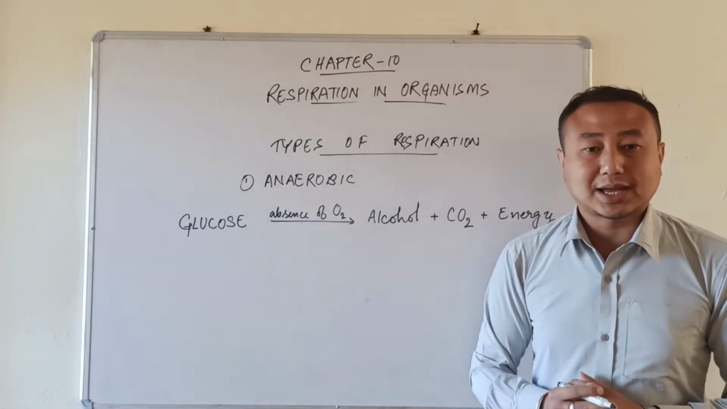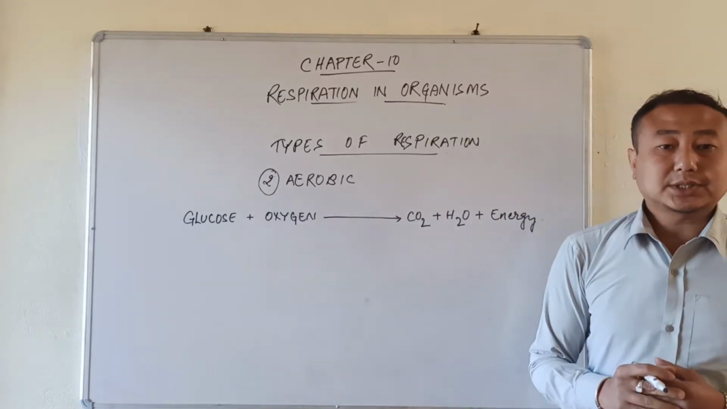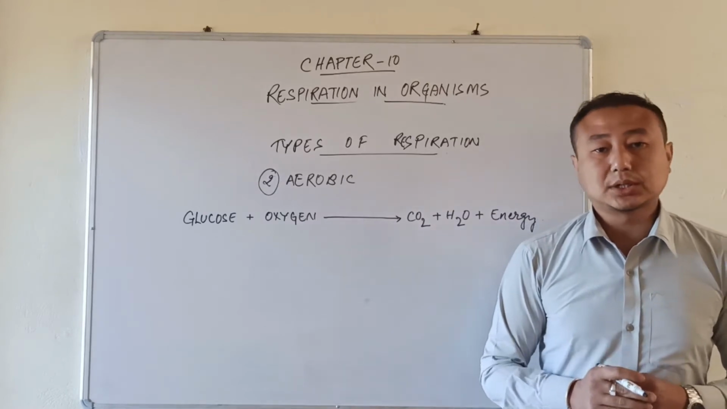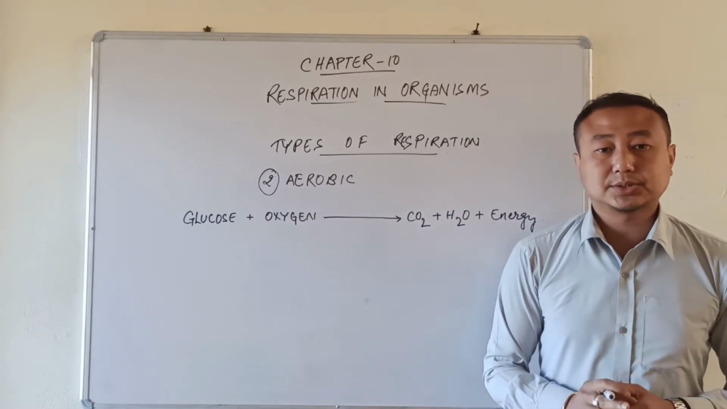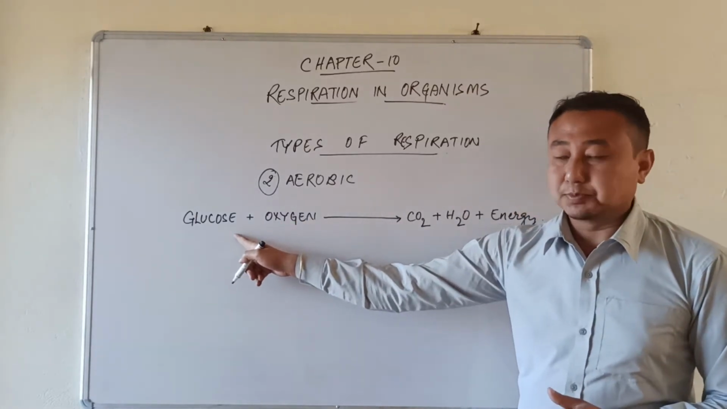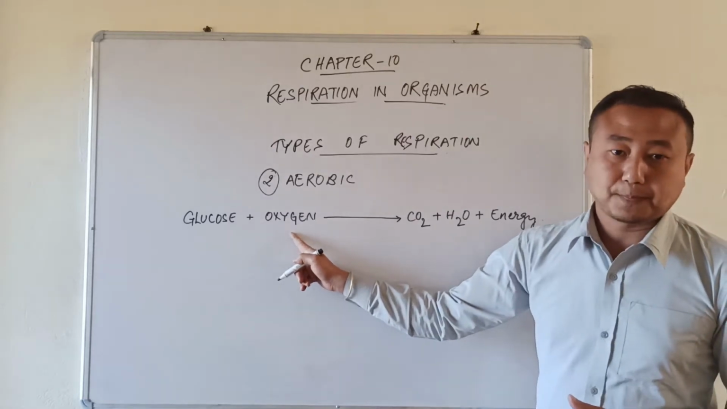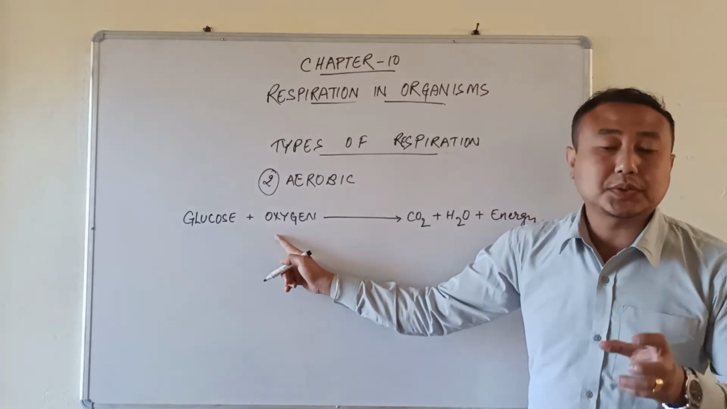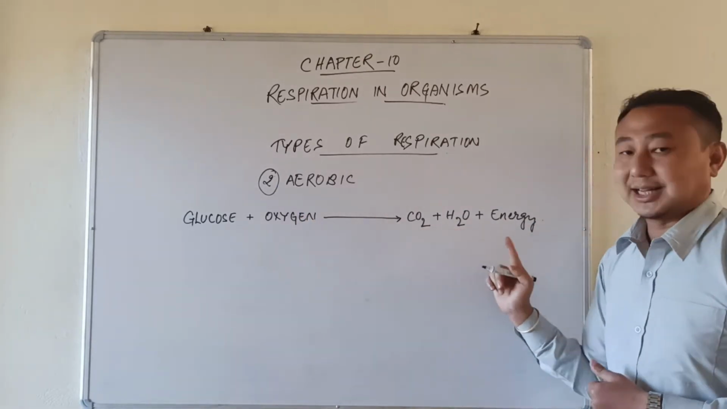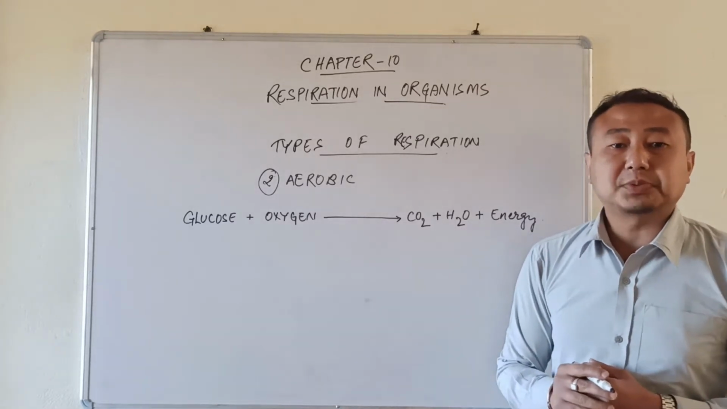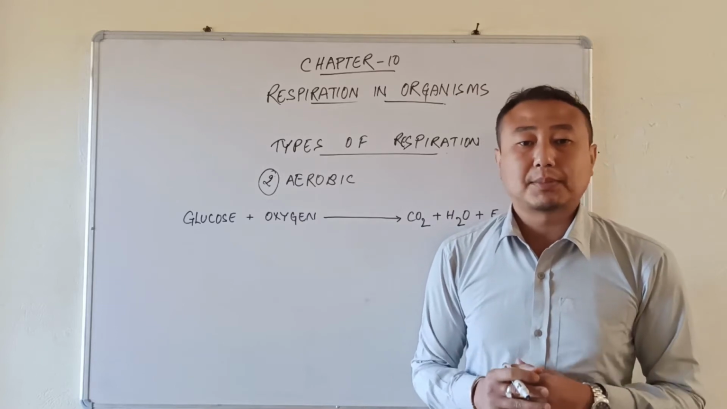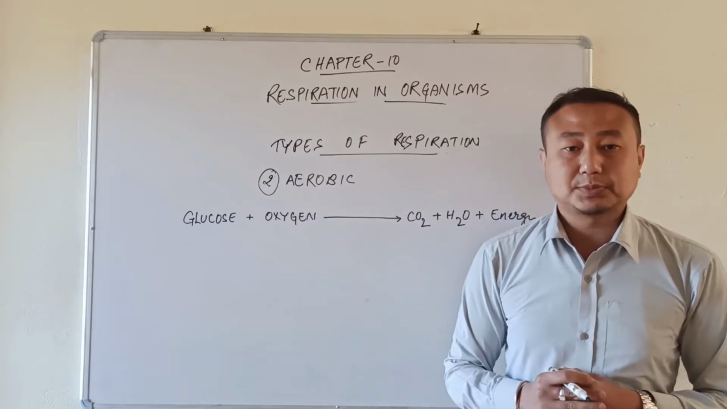Now let us see the second type of respiration, known as aerobic respiration. This is generally performed by multicellular organisms, including plants and animals. In aerobic respiration, the glucose molecule is broken down in the presence of oxygen. When glucose and oxygen combine inside the living cells, they are broken down to form carbon dioxide, water, and energy. The amount of energy produced in aerobic respiration is much larger than in anaerobic respiration.